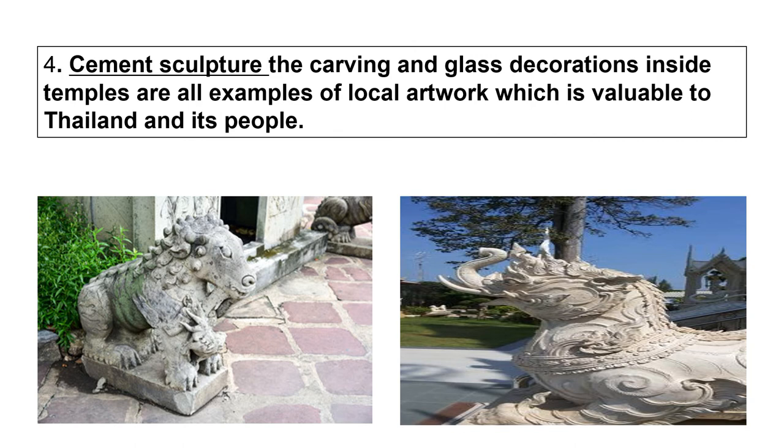And number four is cement sculpture. The carving and glass decorations inside temples are all examples of local artwork, which is valuable to Thailand and its people.